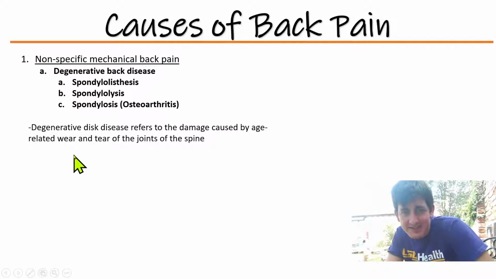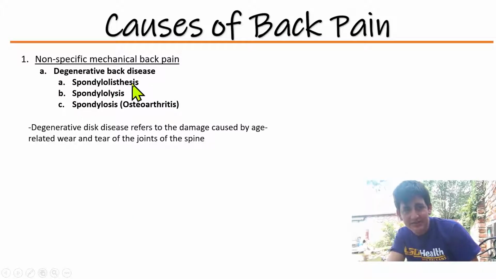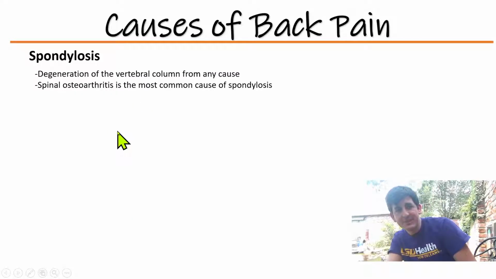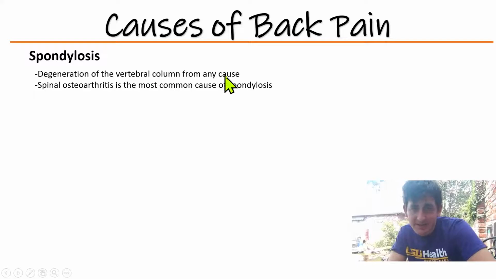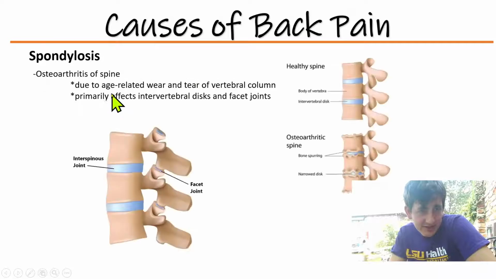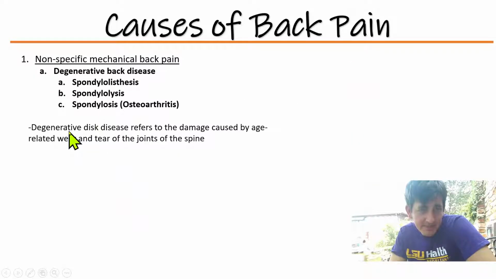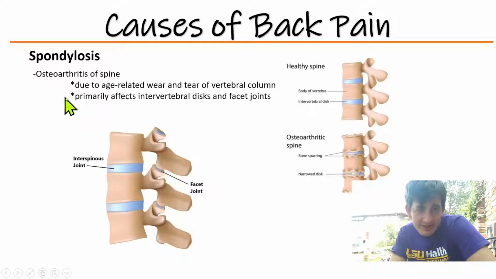Degenerative disc disease is basically damage caused by age-related wear and tear of the joints of the spine, and this can occur from many different causes. And spinal osteoarthritis is the most common cause of spondylosis. So we're going to start off discussing spondylosis. The most common cause is spinal osteoarthritis, which we said, well, let's break that down.